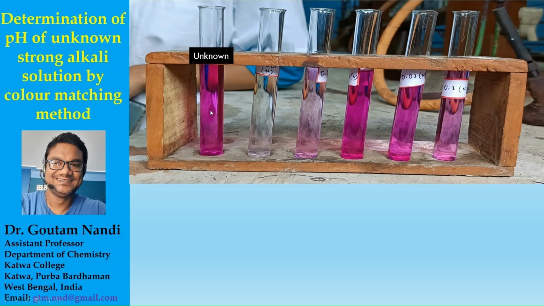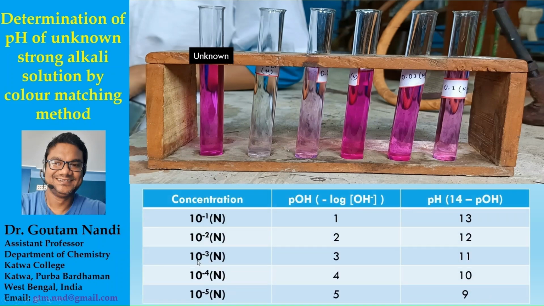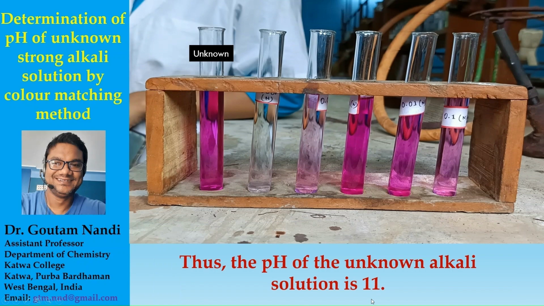The extreme left test tube solution was the unknown solution. So he added 1 drop of phenolphthalein to the unknown solution as well, and it generates some color, and it is matching with the third test tube, meaning it is 0.001 normal or 10 to the power minus 3 normal. So again we check the table. For the 10 to the power minus 3 normal solution, pOH is 3 and the pH value is 11. Okay, so the provided test tube solution's pH will be 11.